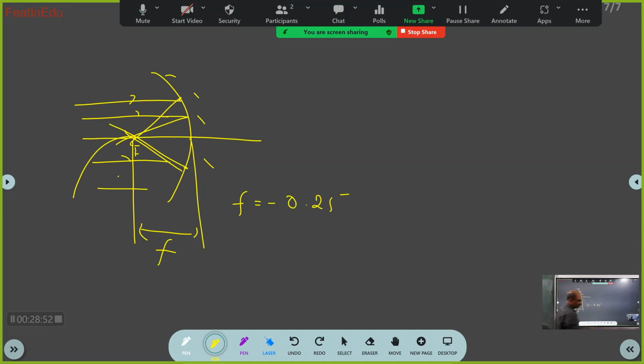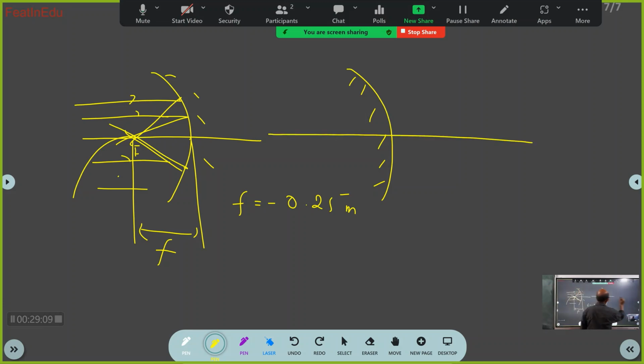0.25. Why? Because the rays are going like this. Now let us do the same for a convex mirror. In a convex mirror, the rays are parallel. What will happen after reflection? They will diverge, isn't it? So according to the law of reflection, they will diverge.